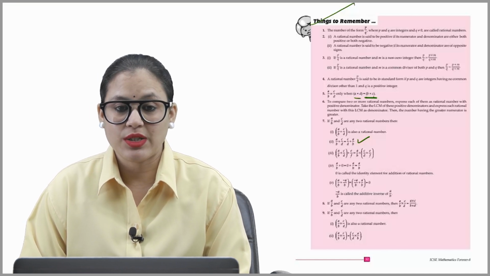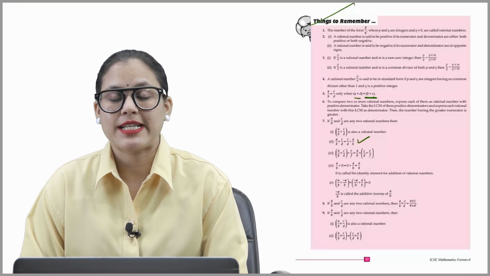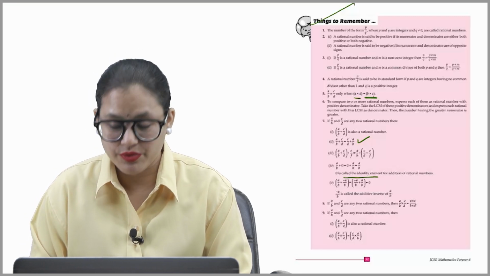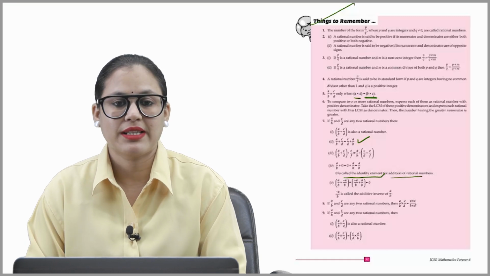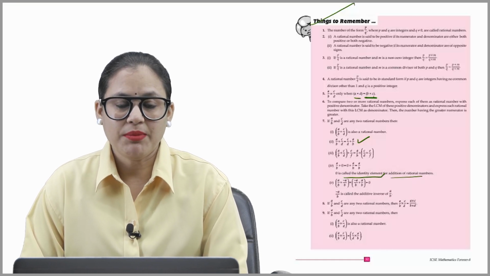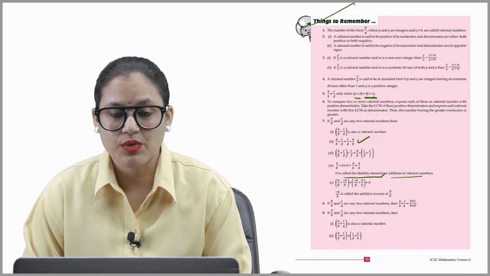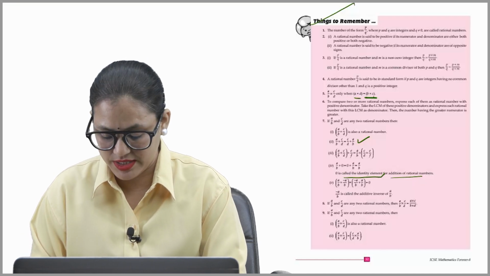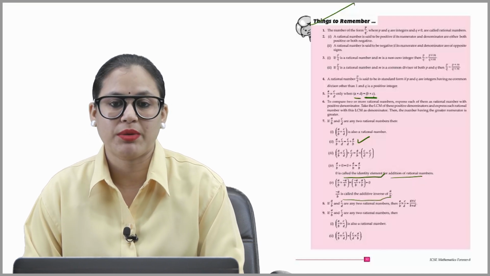Number 4, A by B plus 0 is equal to 0 plus A by B, that is A by B. 0 is called the identity element for addition of rational numbers. Fifth, A by B plus minus A by B is equal to minus A by B plus A by B is equal to 0. Minus A by B is called the additive inverse of A by B.